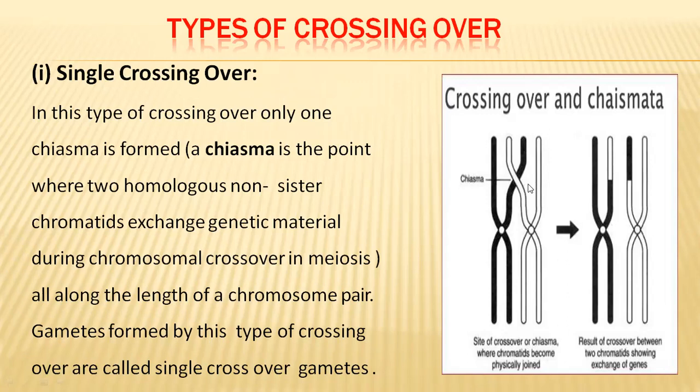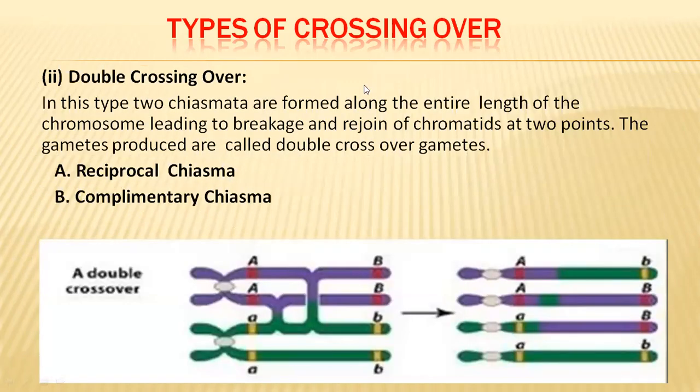And as we have already seen, due to synapsis, later chromosome duplication, later crossing over, and finally terminalization, as a result of this terminalization, out of 4 chromatids, 2 chromatids are having the same parental combinations, and these 2 chromatids are having new combinations, and these are called crossover chromatids. And the second type is double crossing over. When crossing over occurs at 2 places on the synapsed chromosomes, then it will be called double crossing over.